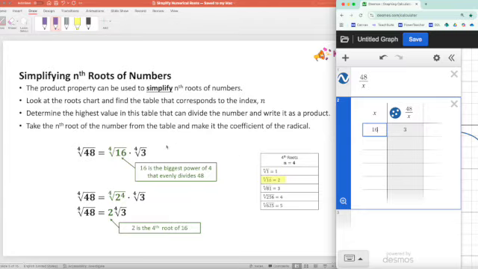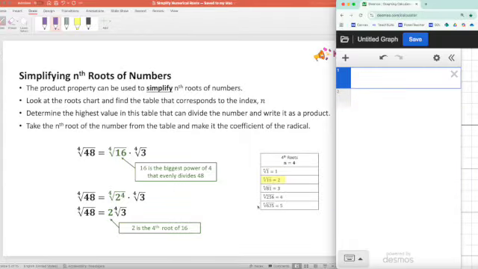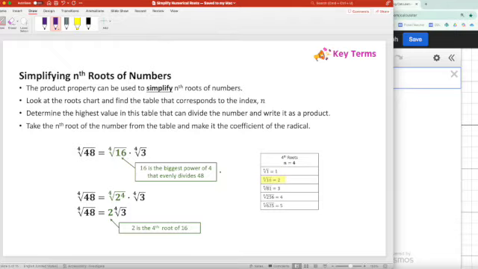So we rewrite this fourth root of 48 as the fourth root of 16 times the fourth root of 3. And then we just simplify this, because the fourth root of 16, I can see from my table, is equal to 2. So this becomes 2 times the fourth root of 3.